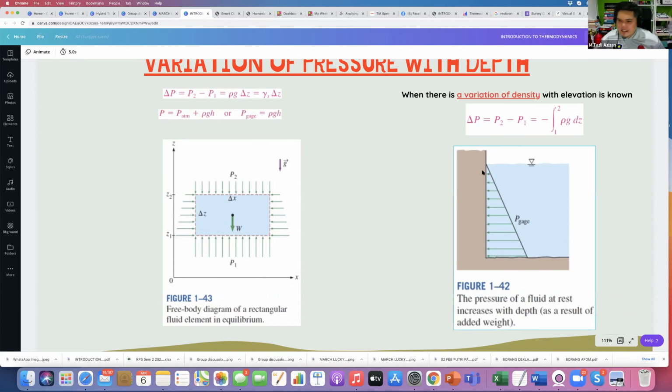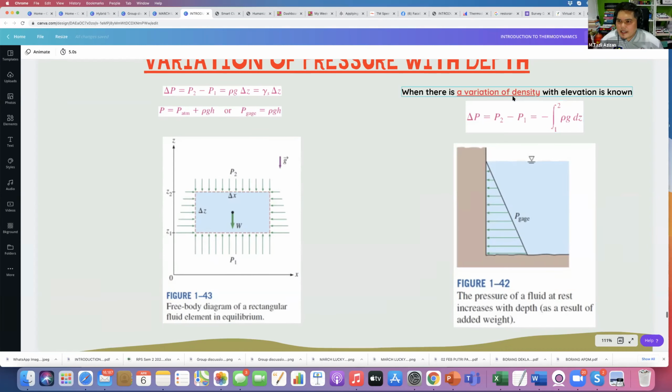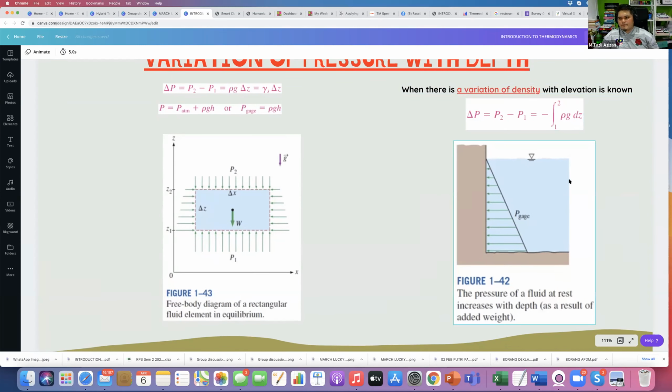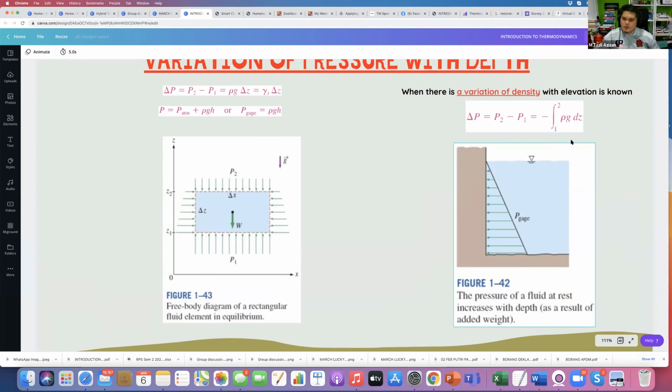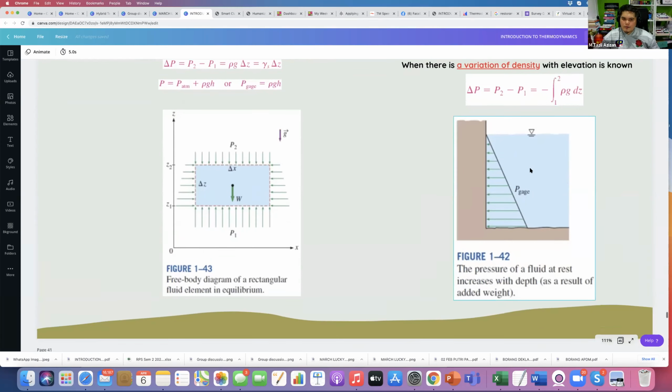But, there is a but as well. If you have a system where there is a change of density from one point to another, you need to do some kind of integration, because the variation of density with elevation is known. So you need to do some integration from point 1 until point 2, rho G dz. So this is how you can calculate the change of pressure.